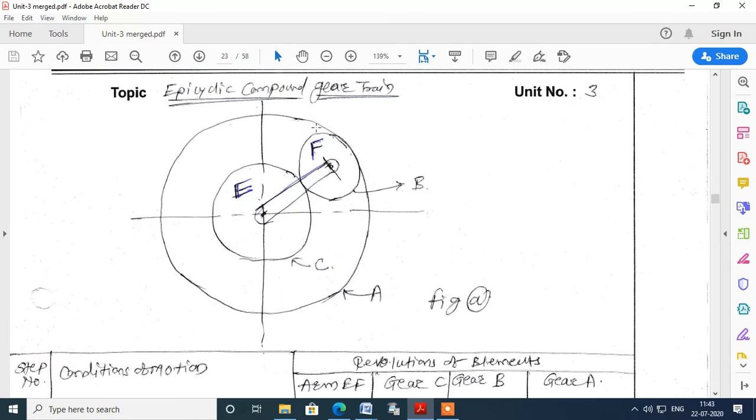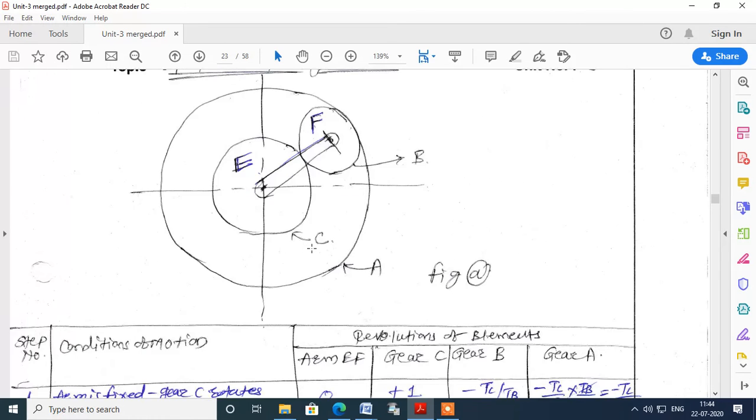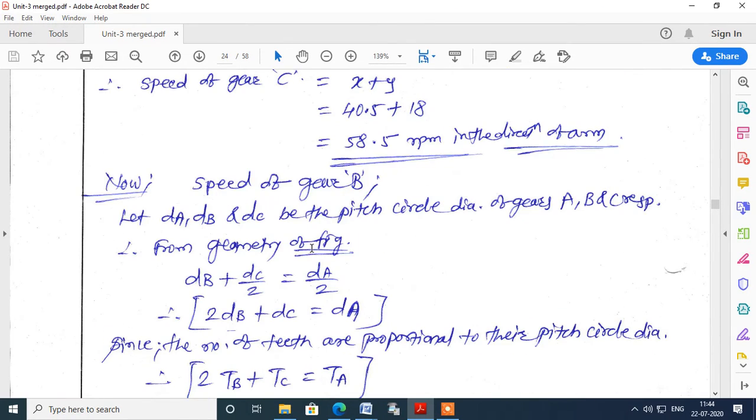So the relation between pitch circle diameter and number of teeth you know. By geometry, write down the geometrical relation of the diameters of these circles. Can you write it down? Write it down properly. I will show you the relation: dB plus dC by 2 is equal to dA by 2. Rearranging, twice dB plus dC is equal to dA.